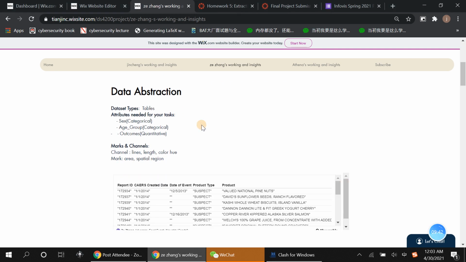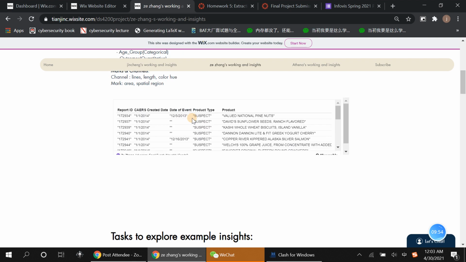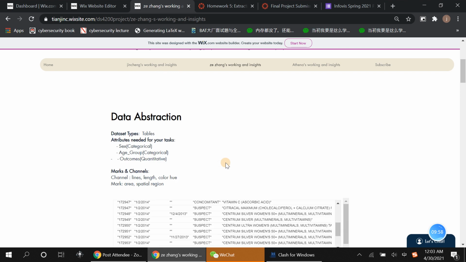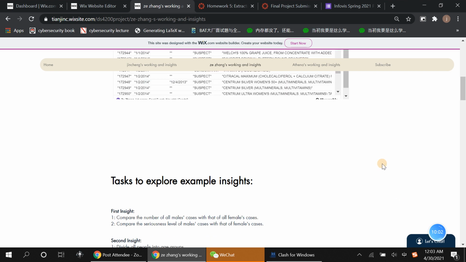So here's the data abstraction. The datasets are also tables. The attributes are sex, age, and outcomes. The mark channels would be the lines, length, color hue, area, and spatial region. Here's a little table of the original datasets that we showed you on the homepage.